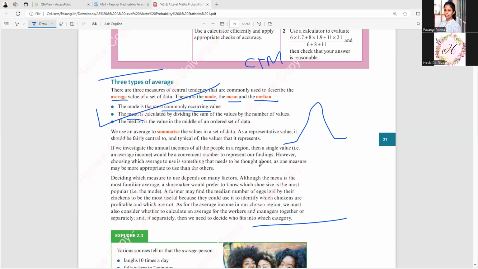So then what will happen? That is the summary measure, and also it would be a representative value, an average value which will represent the entire data. So what are those three things? That is mode, mean, and median.